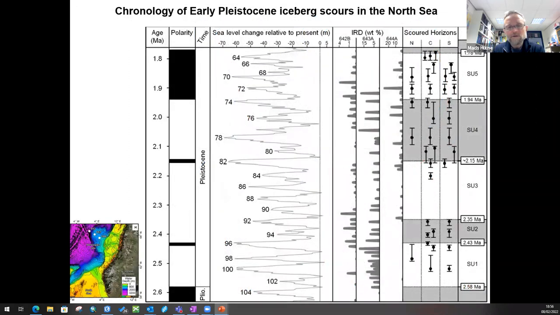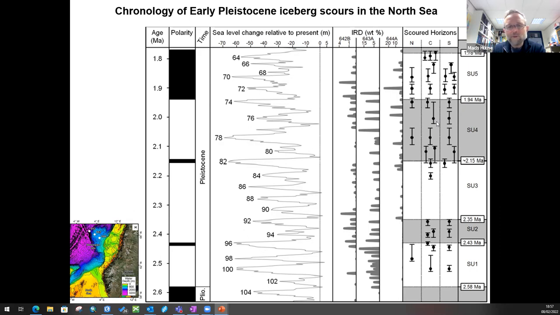Putting this into a chronostratigraphic context, we have the sea level change from the oxygen isotope records in the middle here as a zigzag curve with the numbers. We have the magnetic polarity, and we have the ages on the left here. Now, we have the IRD records from the North Atlantic as these gray fingers. And then we have the scoured horizons as dots with error bars on them from the northern, the central, and the southern North Sea.